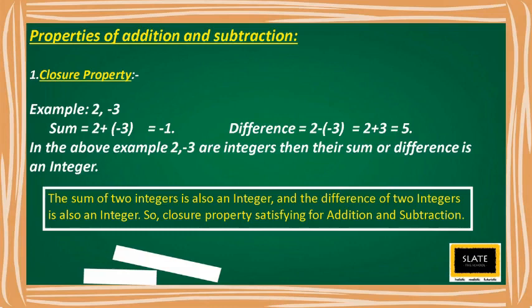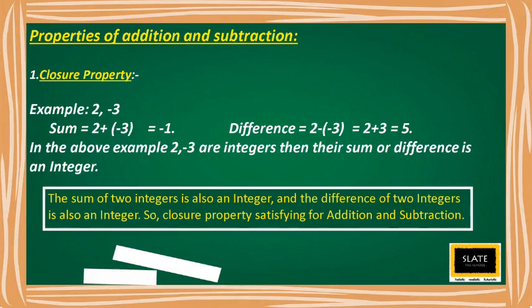Is minus 1 an integer? Yes. Minus 1 is also an integer. If we add any two integers, the result is also an integer. In general, if a and b are any two integers, then a plus b is also an integer. This is closure property of addition. So integers are closed under addition.